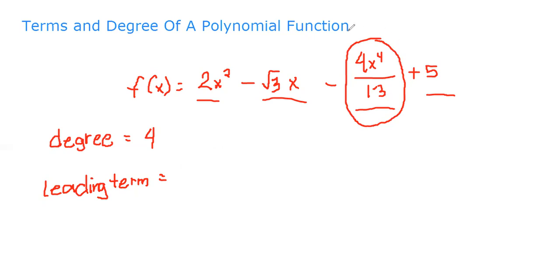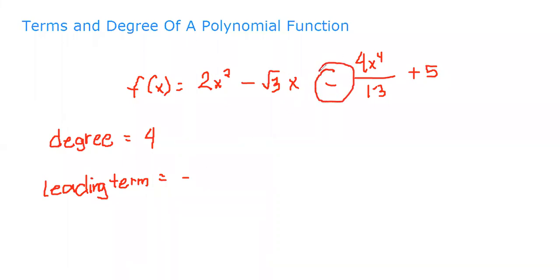So, kapag leading term, isusulat natin lahat, even si variables. Okay? So, ang leading term natin is negative. Wag natin kakalimutan yung sign niya before. Okay? Ang sign ni 4x raised to 4 natin is negative kasi minus. So, that is also negative. Minus or negative 4x raised to 4 over 13. So, that is our leading term.